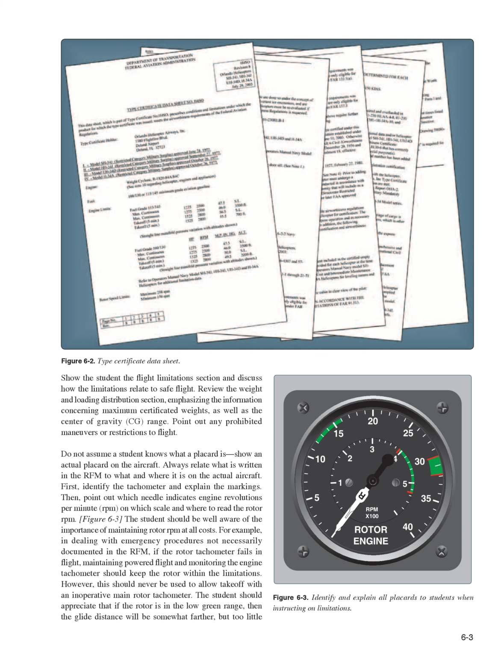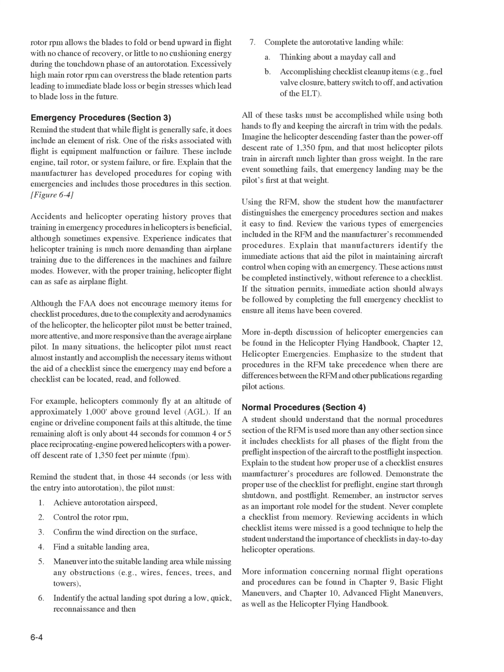The student should appreciate that if the rotor is in the low green range, then the glide distance will be somewhat farther, but too little rotor RPM allows the blades to fold or bend upward in flight with no chance of recovery, or leaves little to no cushioning energy during the touchdown phase of an autorotation. Excessively high main rotor RPM can overstress the blade retention parts, leading to immediate blade loss or beginning stresses which lead to blade loss in the future.